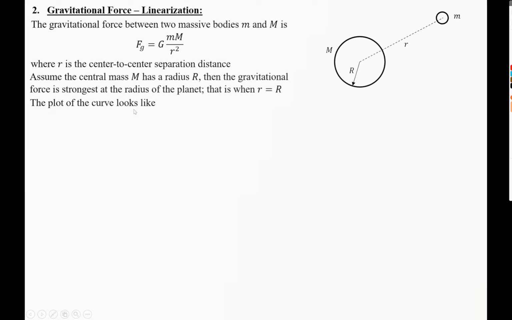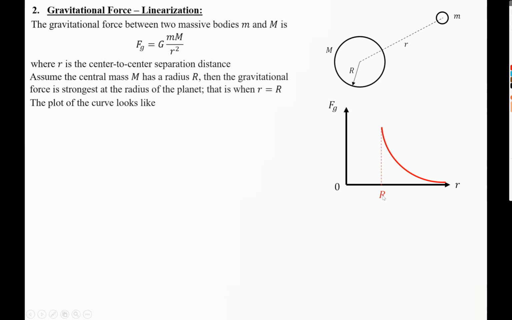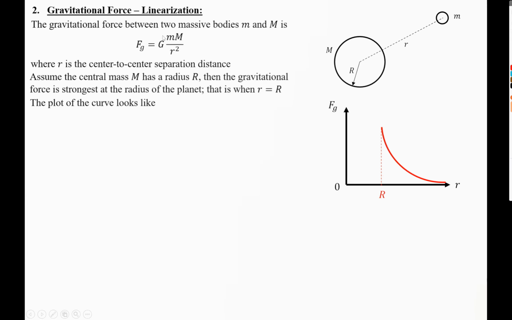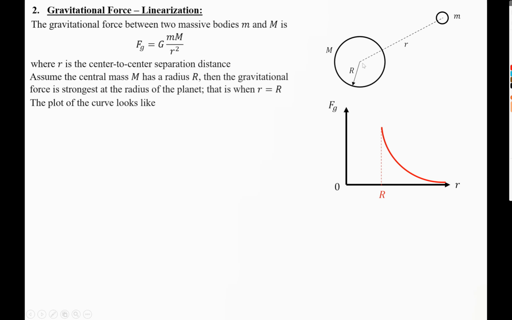And if you're interested in the plot of the curve, we're plotting the pull of gravity as a function of r. So notice that as the distance r increases, the pull of gravity becomes weaker and weaker, it decreases, and it has the greatest value at r equals capital R. And for r less than capital R, in this region, notice that we didn't plot any curve, because this formula only applies whenever we are outside the mass, not inside the mass.